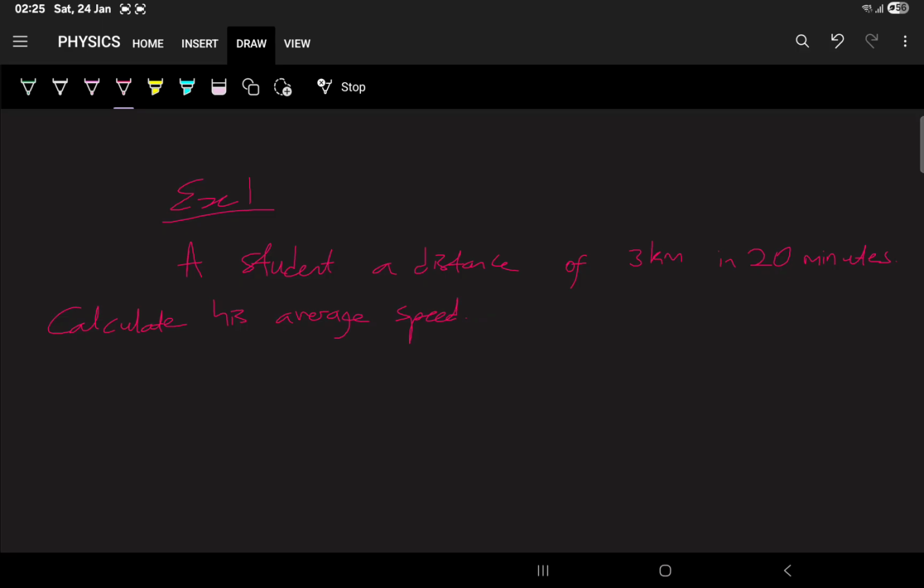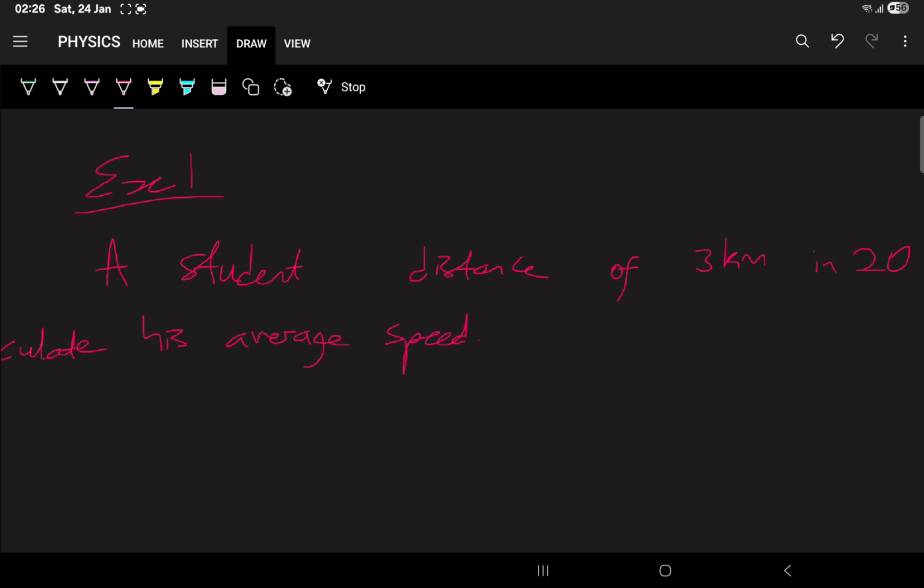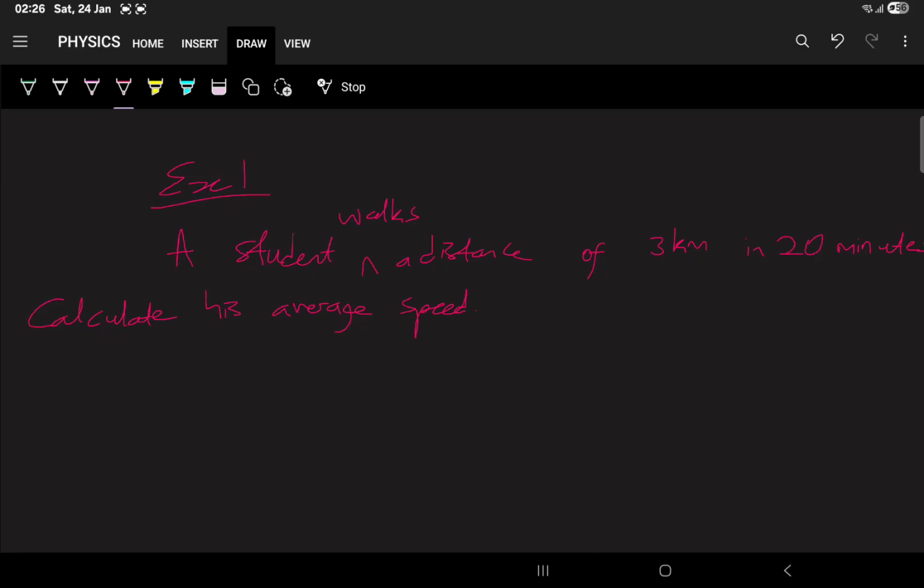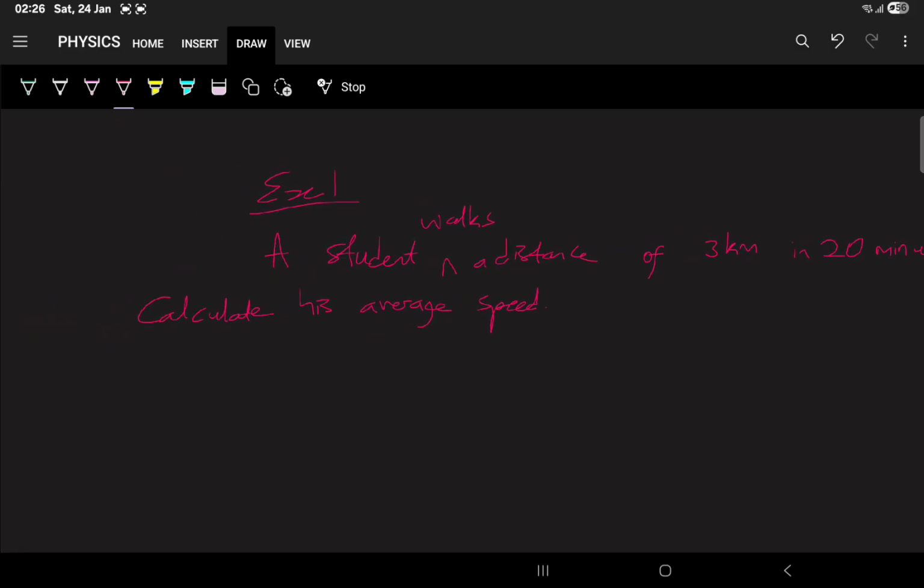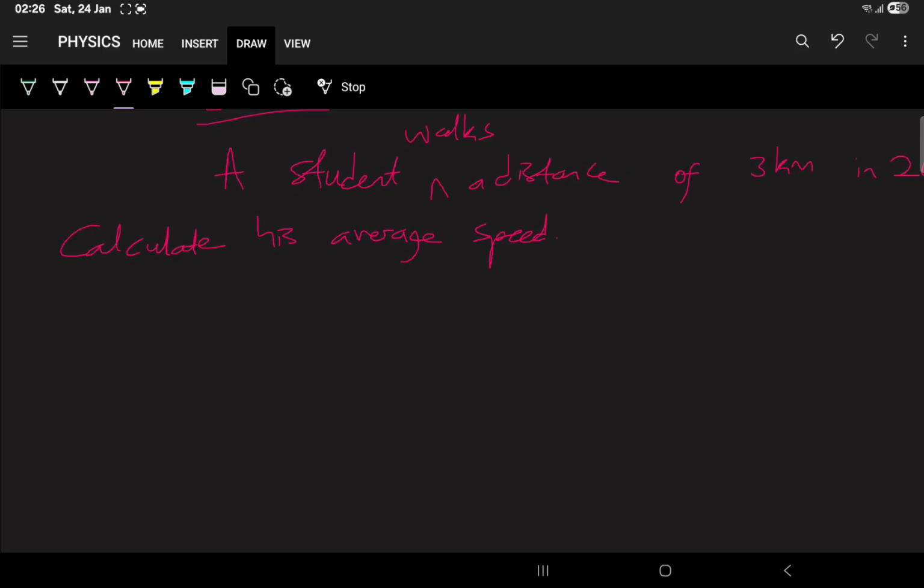Now this is our given question. The student walks a distance of 3 kilometers in 20 minutes. Calculate his average speed. Now, average speed, as we discussed earlier, is given as distance divided by time.